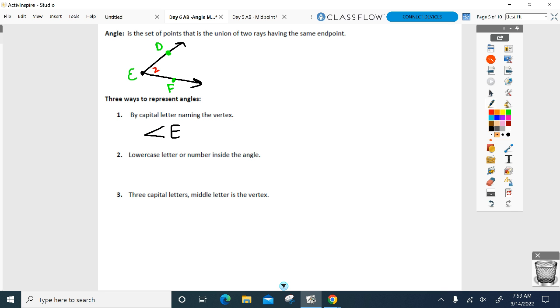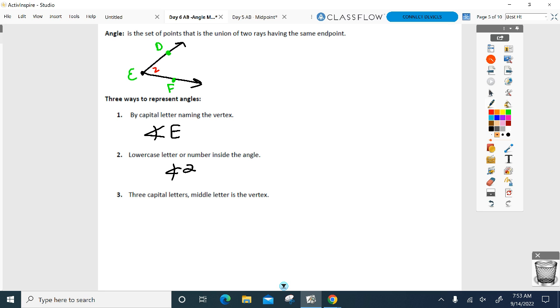Or sometimes I write it like this. Sometimes I put that little arc symbol through it. That also means angle. Both of those mean an angle. Whatever you prefer. Other way, I can name it with a lowercase letter or number inside the angle. So this could also be angle 2. Very rare though, but want to expose you.